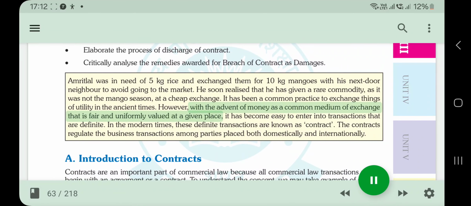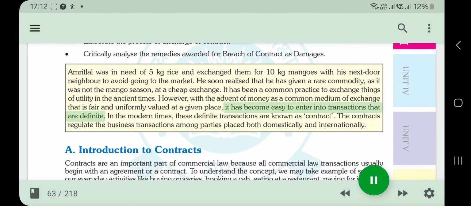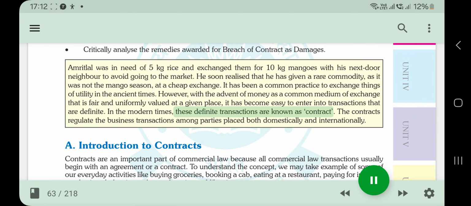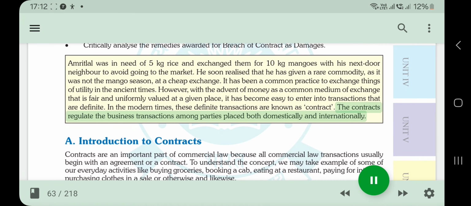However, with the advent of money as a common medium of exchange that is fair and uniformly valued at a given place, it has become easy to enter into transactions that are definite. In modern times, these definite transactions are known as contracts. Contracts regulate the business transactions among parties placed both domestically and internationally.